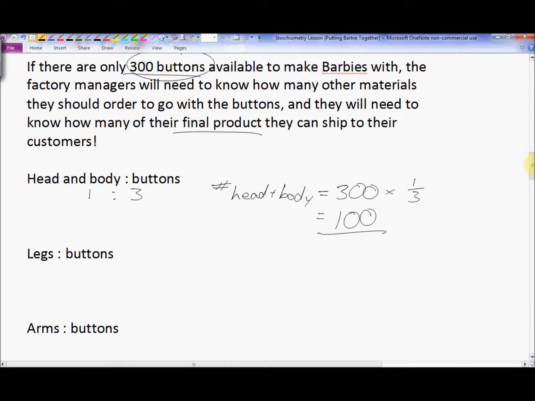When it comes to legs and knowing how many legs we have to order to go with our buttons, so the number of legs, let's do our ratio. Okay, so it's 2 legs to 3 buttons. So the number of legs that we'll need to order will be 300 of our buttons times 2 legs for every 3 buttons. So that's going to give us 200 legs. So if there are 300 buttons available, we'll need to have 200 legs to go with those 300 buttons.